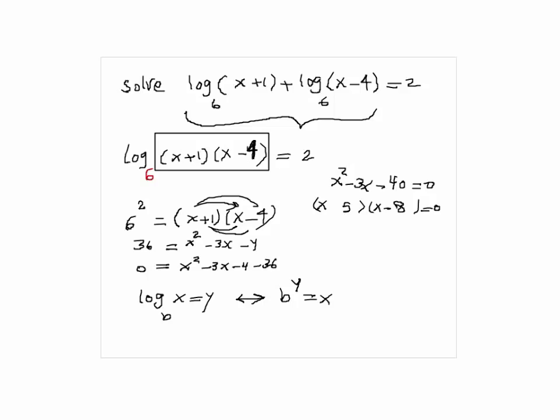Okay, so we're going to have minus 8 plus 5. Right? That's how you get negative 3. Okay, so it means x plus 5 is equal to 0, x is equal to minus 5, or x minus 8 is equal to 0, x is equal to 8. You have to check your answer, make sure if these are a real solution or not.